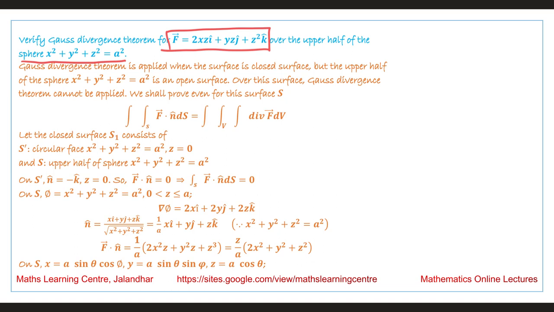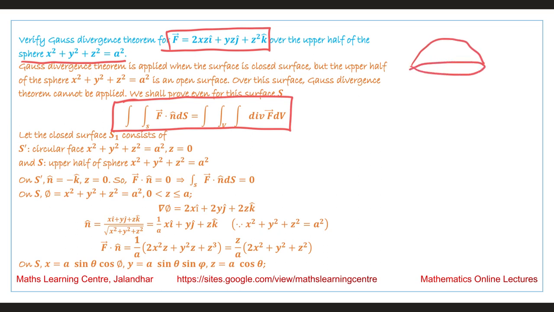So this is a similar question to the one we did in the previous case. We have to verify this result. We are considering the upper half of the sphere. This surface is the surface S. We have added another surface to it, which we call the surface S dash.